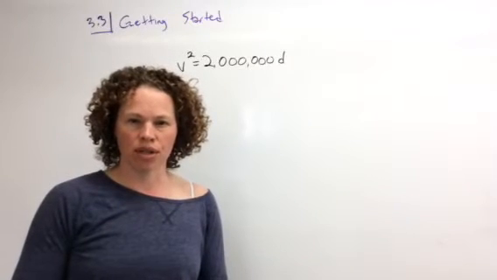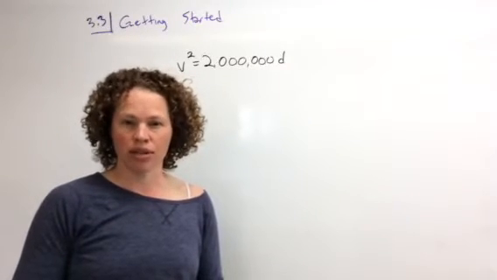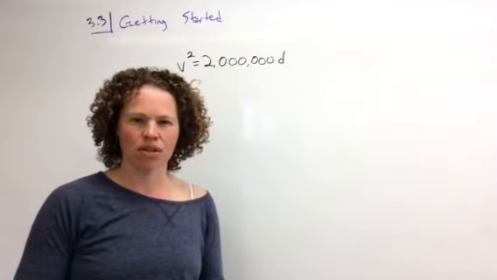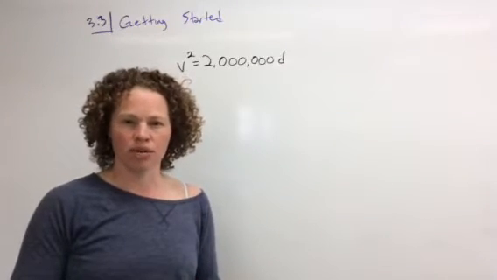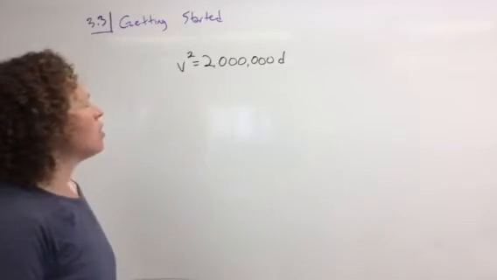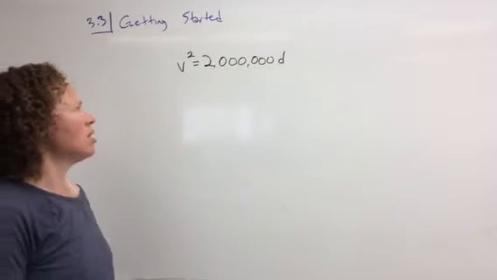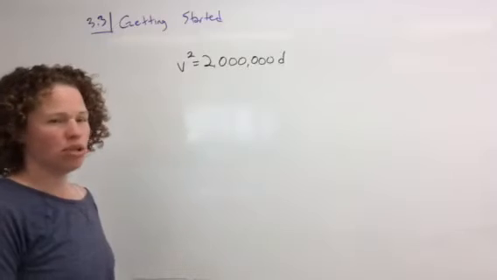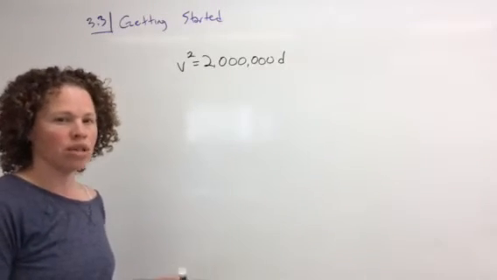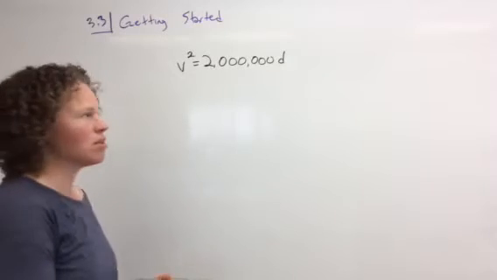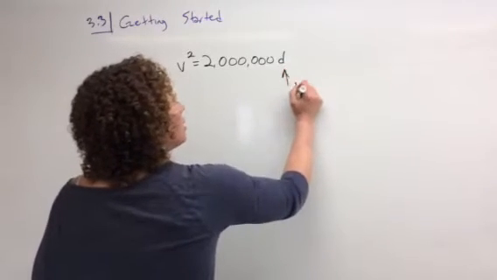So 3.3 starts us off with a getting started question about hailstones. This one's kind of like your physics questions in that they're just giving you a formula, giving you some variables, and asking you to figure it out. So they tell us that the terminal velocity of a hailstone can be determined by using v squared equals 2 million d, where d is the diameter in centimeters. So we can just write that in.